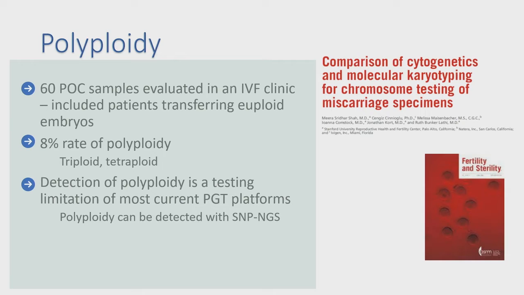In our second case report, this is actually a study that Cengiz and I worked on together and published back in 2017. We looked at a series of 60 patients who all had undergone a D&C for a miscarriage, and these were couples and patients with infertility and recurrent pregnancy loss, many of whom had undergone IVF and PGT with euploid embryo transfers. We found that there was an 8% rate of polyploidy, which mostly included triploid karyotypes as well as 1 tetraploid. Again, with the use of SNP NGS, many of these miscarriages could have been preventable.